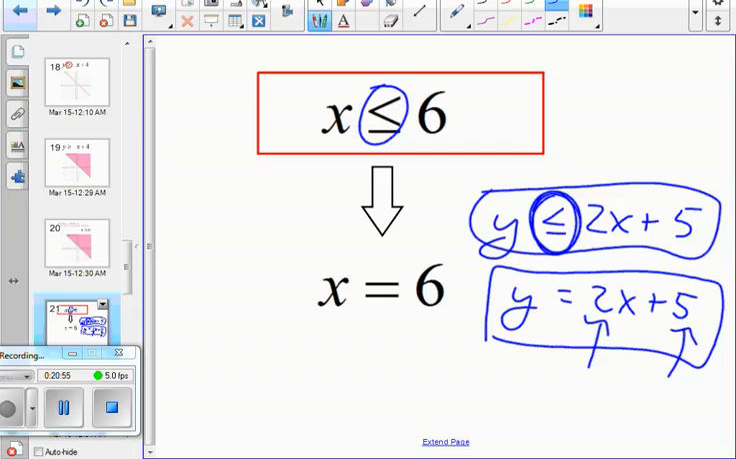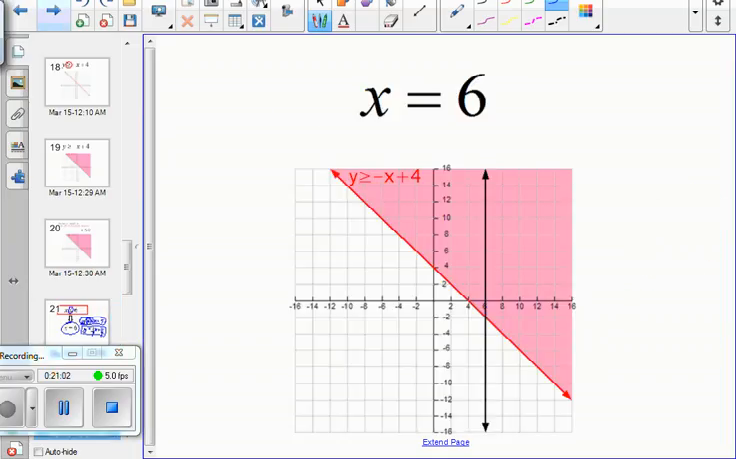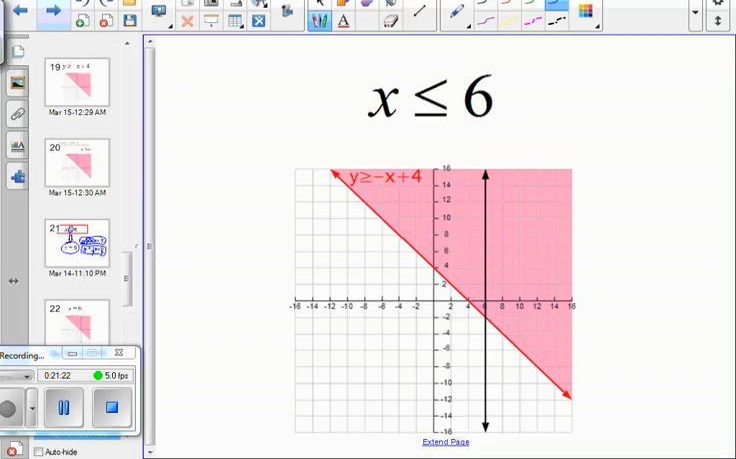Okay, so what this slide is trying to point out is that you act just like it's an equal to sign when you're doing everything, but in the end, you just shade in the right direction. All right, take a look at this one. If I'm graphing x equals 6, have I started it properly? And now which way should I shade? You can't go above and below when the line's straight up and down. Do you logically know if it's a less than sign which way you should go? Should I go left or right?